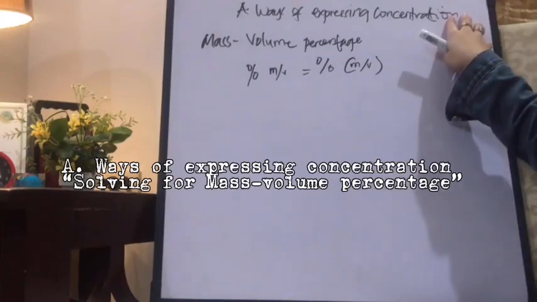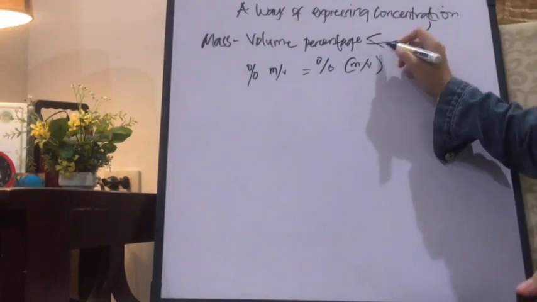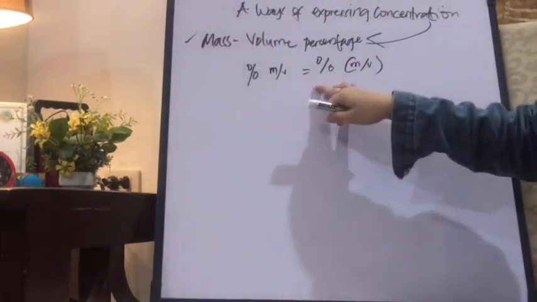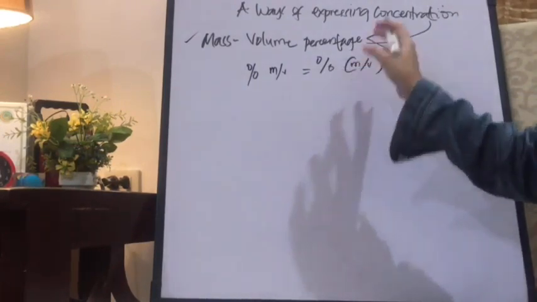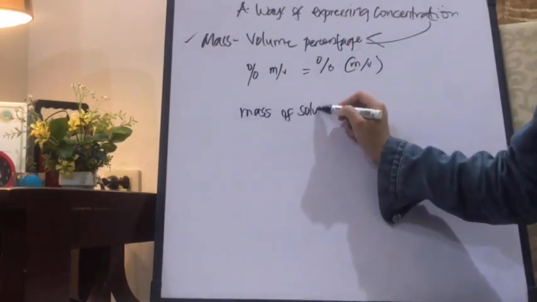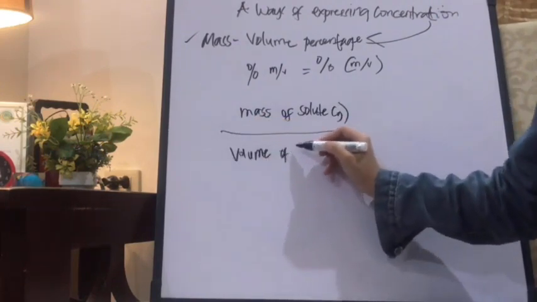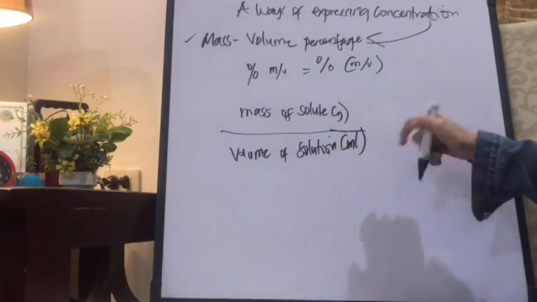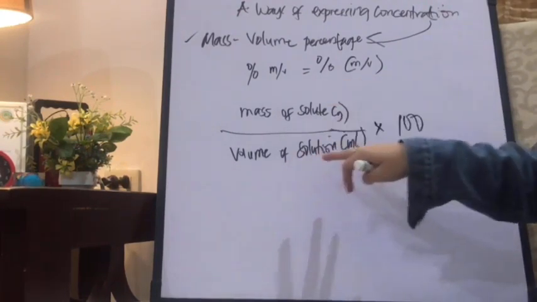The first thing that we're going to tackle is the ways of expressing concentration. Under the ways of concentration is the mass volume percentage. This is how we normally write the mass volume percentage. In general, the equation is the mass of solute in grams divided by the volume of the solution in milliliters. And because it's a percent, we multiply it by 100. So that's the general solution of it.